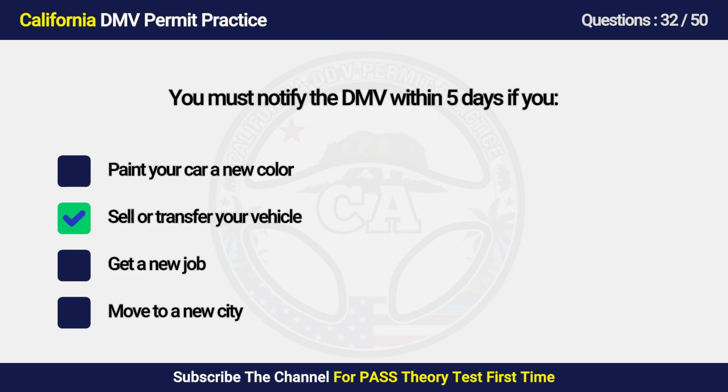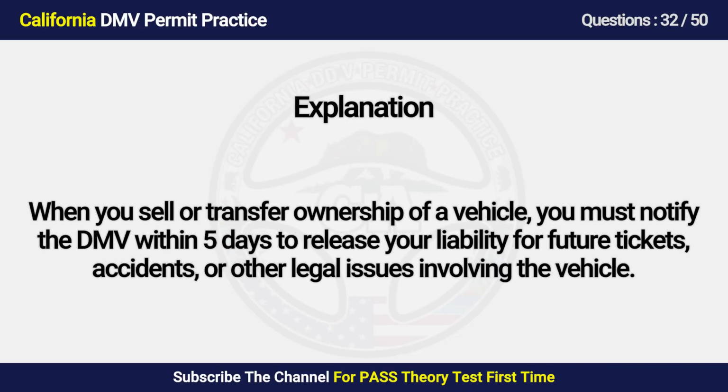Answer is B. Sell or transfer your vehicle. When you sell or transfer ownership of a vehicle, you must notify the DMV within 5 days to release your liability for future tickets, accidents, or other legal issues involving the vehicle.